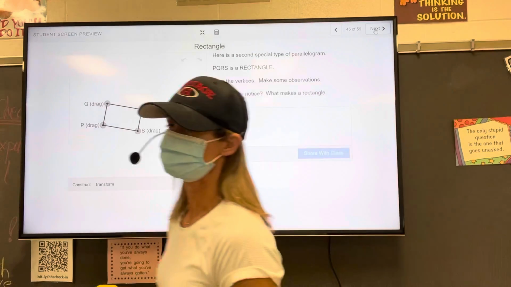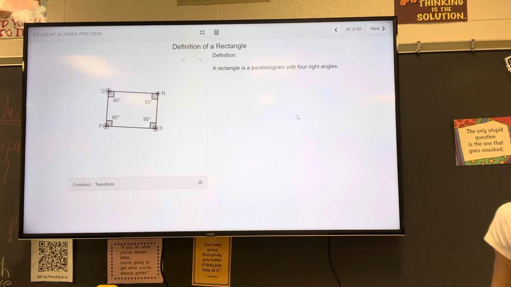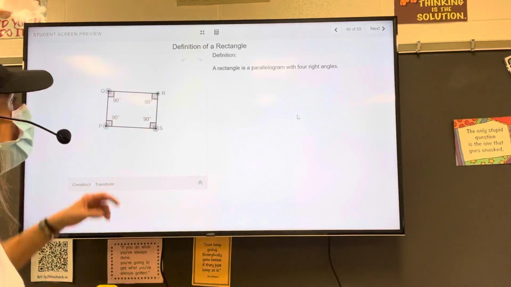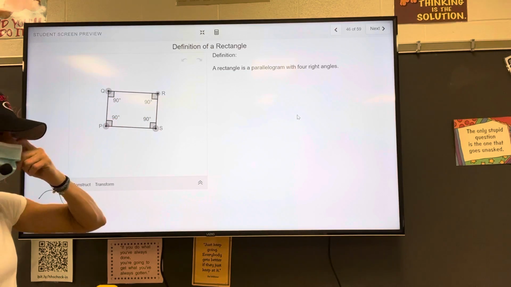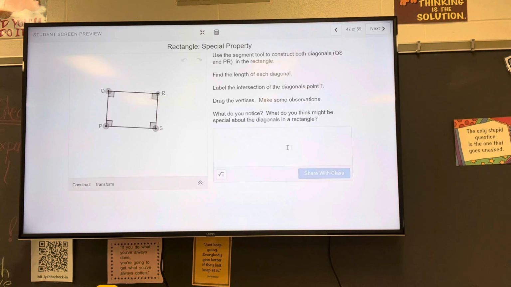Rectangle. Here's the next special type of parallelogram. So what's another property in order for a parallelogram to be a rectangle? It has to have all angles the same. All angles are congruent, all 90-degree angles. So on slide 47, we can just say all angles are 90 degrees, or all angles are equal measure. Or you could say 90 degrees, whatever. So that's one special property about a rectangle.